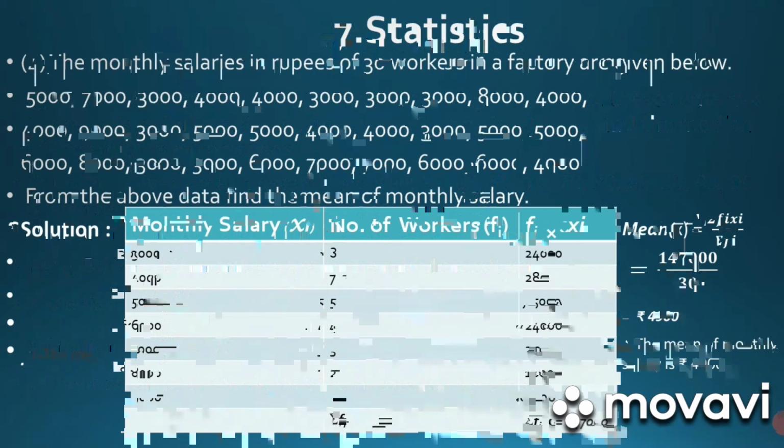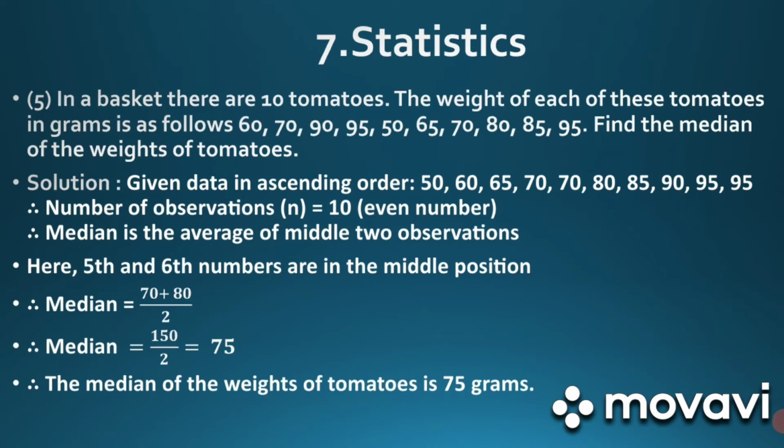4,900. Question 5. In a basket there are 10 tomatoes. The weight of each of these tomatoes in grams is as follows: 60, 70, 90, 95, 50, 65, 70, 80, 85 and 95. Find the median of the weights of tomatoes.